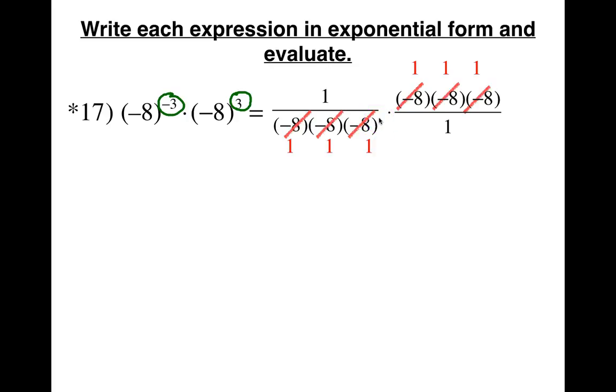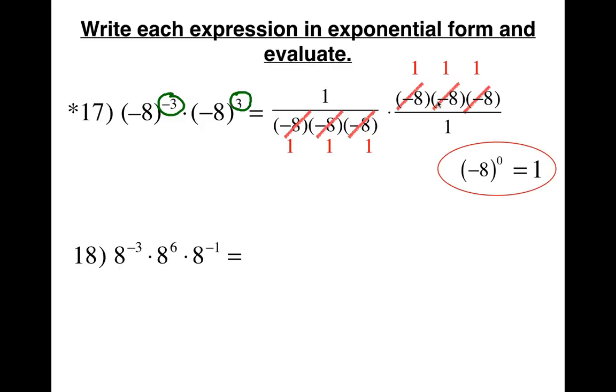So now, ask yourself, because I want exponential form, how many negative 8s do you have in the numerator and denominator? You have absolutely none. So you would write negative 8 to the 0 power. That would be your exponential form. Now to evaluate, what is anything raised to the 0 power? The answer is just 1. Even negative 8 to the 0 power is just 1. Okay, so now pause the video and try number 18 on your own.